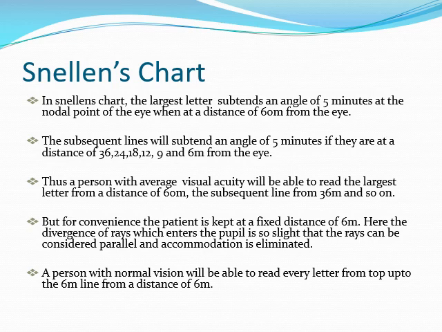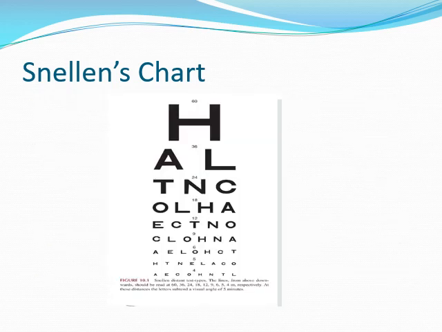A person with normal vision will be able to read every letter from the top, that is 6/60, up to the 6 meter line from a distance of 6 meters. So here is the Snellen's chart in which you can see 6/60, that is, this letter can be read from a distance of 60 meters by a person with normal visual acuity.